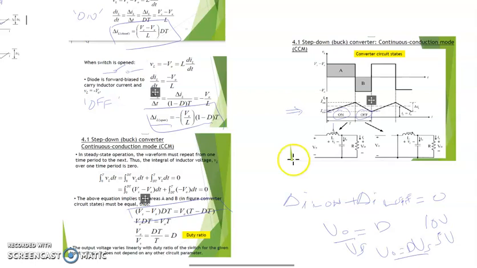Okay, so it means that the area of A should be the same as B. The above equation implies that the area of A and B must be equal. We assume the conditions just now: the ideal parts being used, the operation happening in steady state, and the current flowing in positive mode, CCM. So this kind of output is expected, means that the output Vout equals Vs times D, or D times Vs.